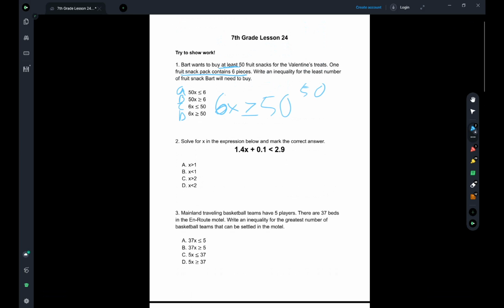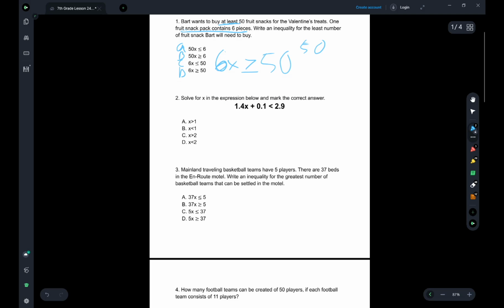fruit snack packs, and each fruit snack pack has 6 pieces. But in this one, it's the same thing, except the fruit snack pack is basketball teams, and the number that you can have in a basketball team is 5 players. So, like before, each basketball team is represented by x, and the number of players is 5. So all you need to know is whether this motel can carry more than or less than 37 beds.